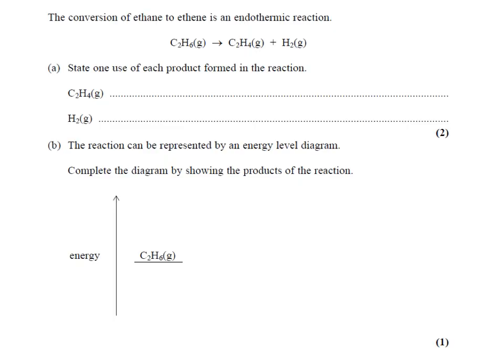Now this question is predominantly about energetics, but there are some organic questions thrown in here just for good measure. So we're talking about the conversion of ethane, an alkane, into an alkene, ethene, and releasing hydrogen gas. And the question kicks us off with actually state a use of the products formed in this reaction. Well, hydrogen has got a number of uses. It could be used as a fuel, or it could be used in the Haber process to make ammonia.